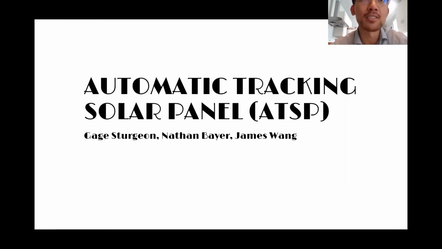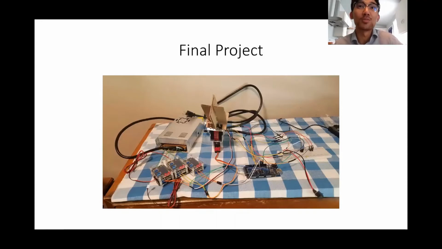For our electronics project, Gage, Nathan, and I decided to construct an automatic tracking solar panel, or ATSP for short. We chose this project because we wanted to gain a better understanding of the rotary actuator motors and the operations needed to program them. Using skills from the lab with servos and state machines, we figured we had all the resources necessary to carry out a well-constructed deliverable.